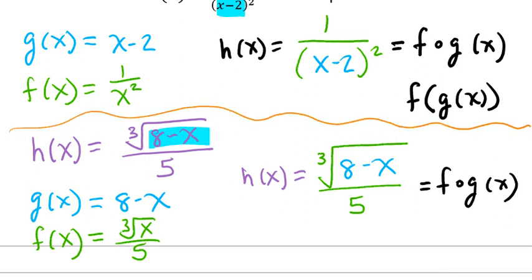So hopefully, seeing another example makes that a little bit easier to understand.